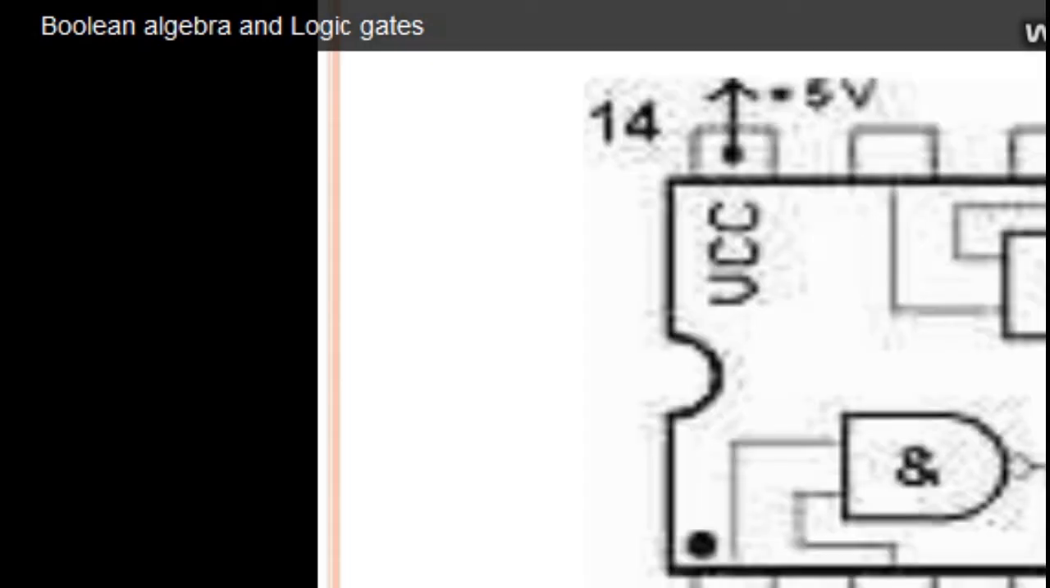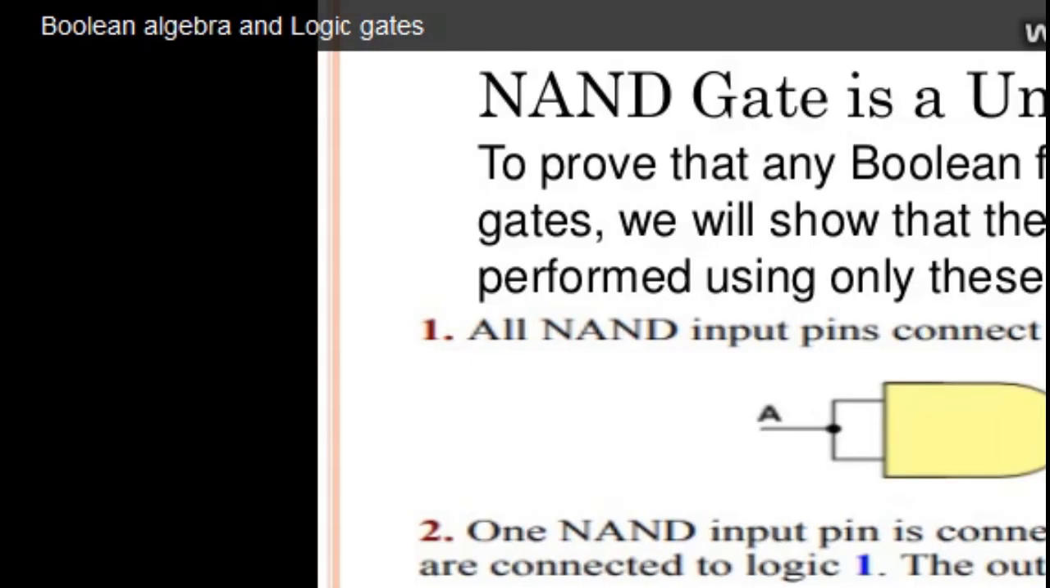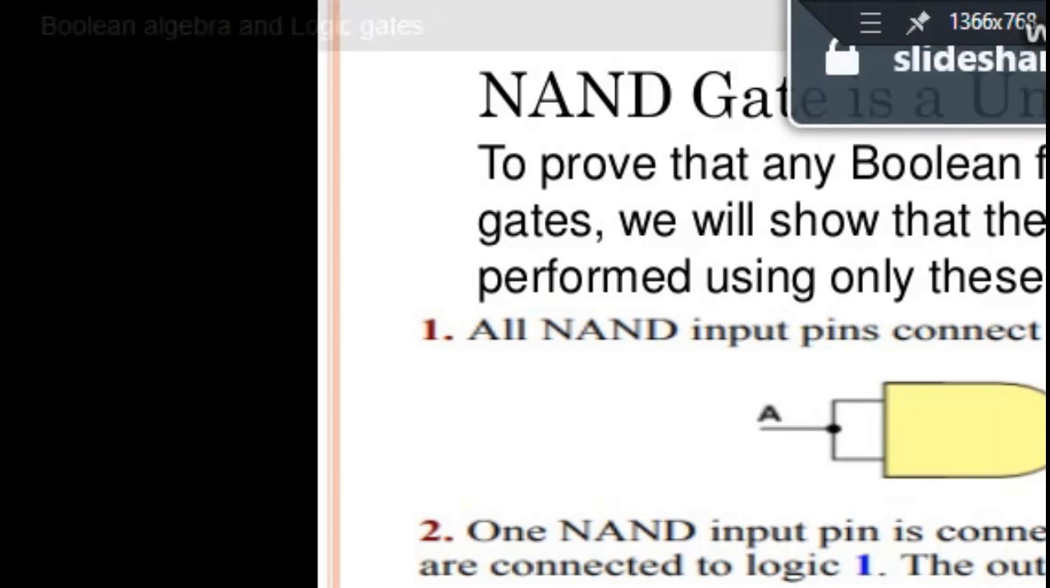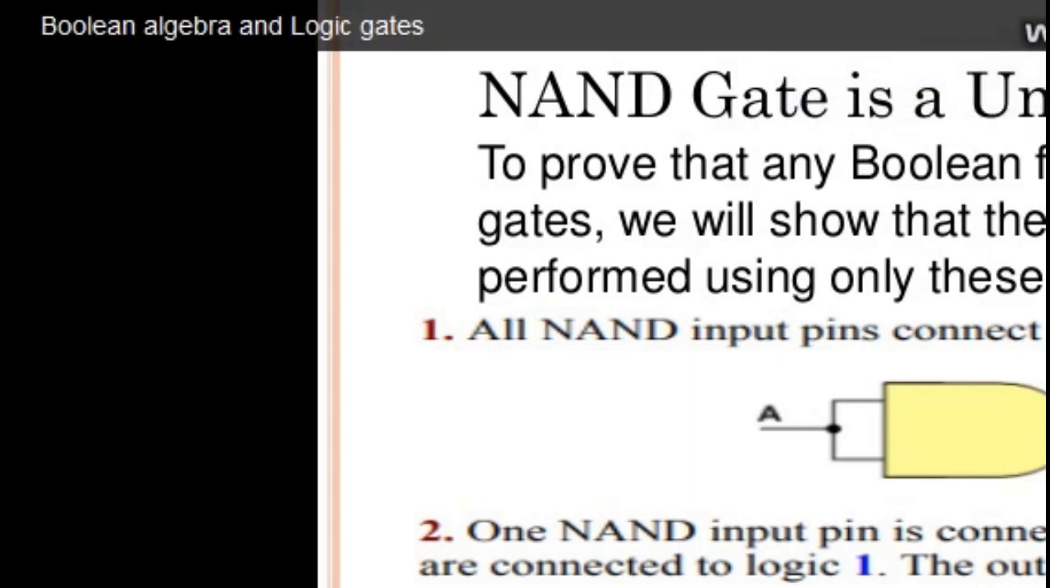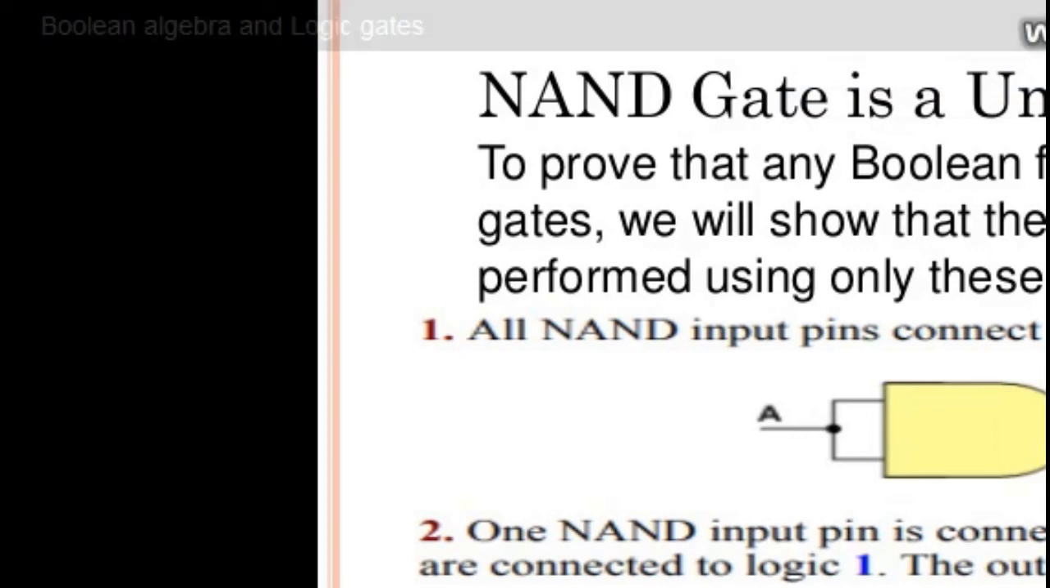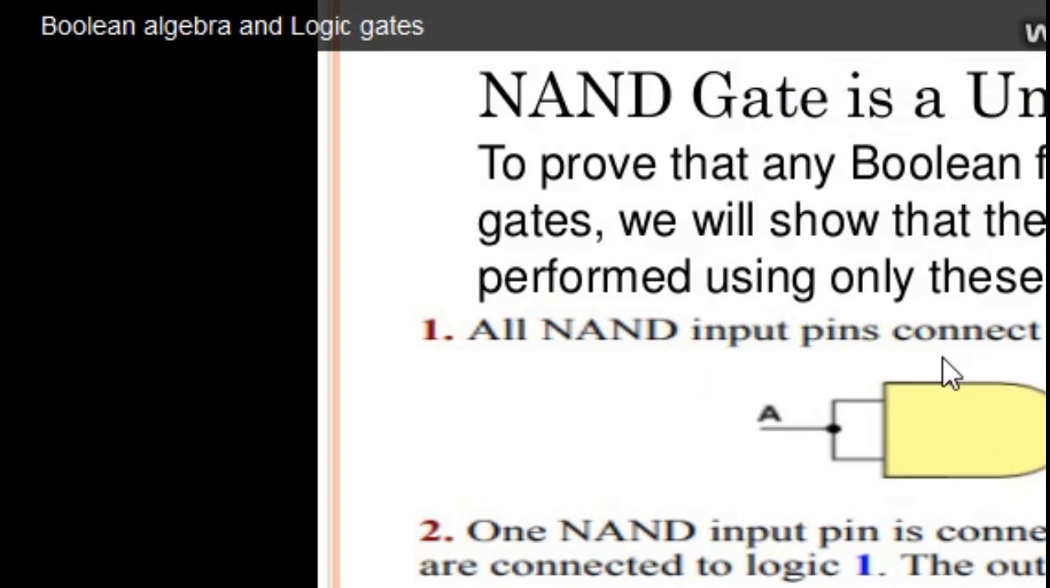This is a circuit. NAND gate is also called a universal gate. To prove that any Boolean function can be implemented using only NAND gates, we will show that the AND, OR and NOT operators can be performed or derived using only these gates. All NAND input pins connected to the input signal A give an output A complement. See how? This is the A, this is NAND, this is the complement, this is similar to A.